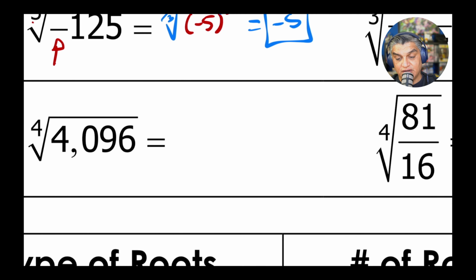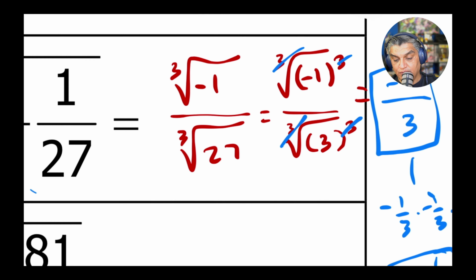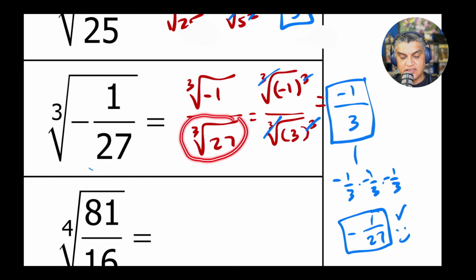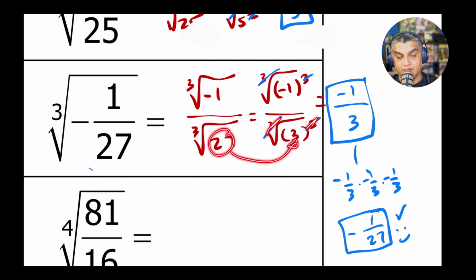How did 27 turn into 3? Cube root. 27 turned into 3 cubed. And then the cubed and the third root canceled each other out. It's the cube root of 27, which is 3. So someone asked that in the chat: Mister, how did 27 turn into 3? It didn't. The cube root of 27 turned into 3 because 27 is 3 cubed and then they cancel out.